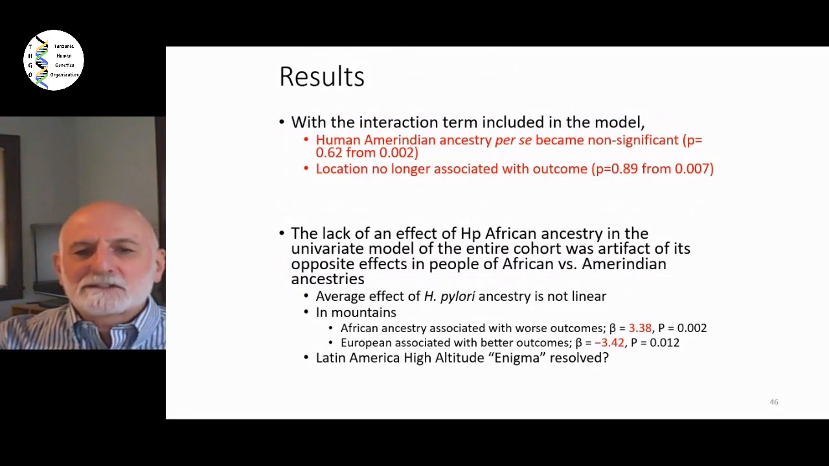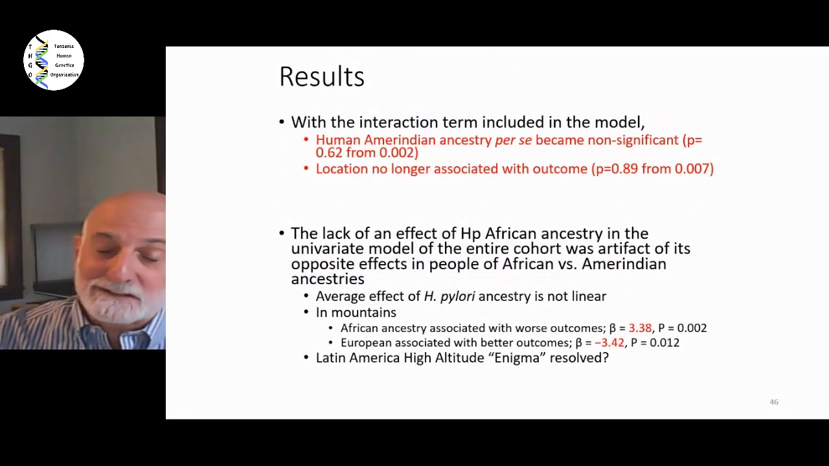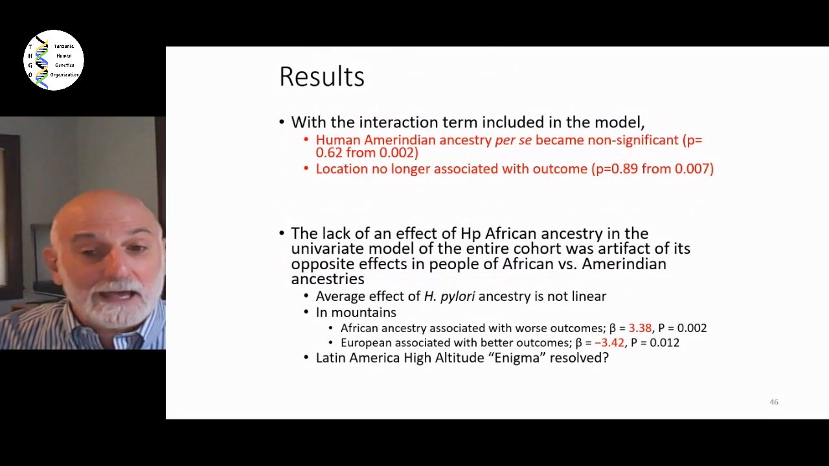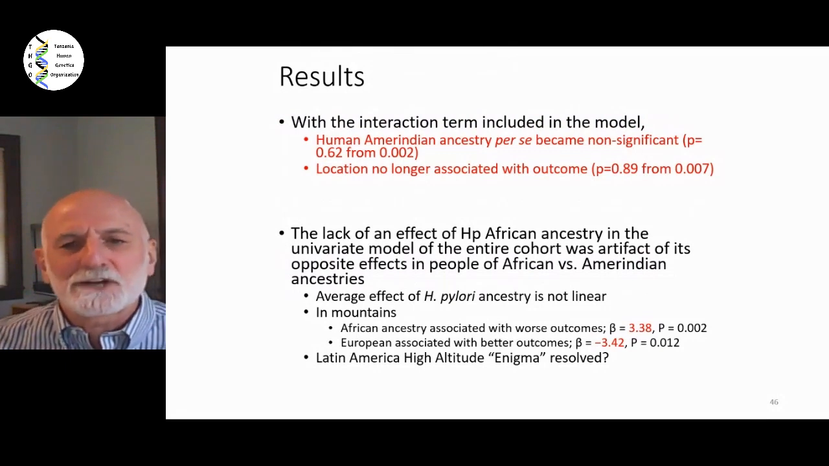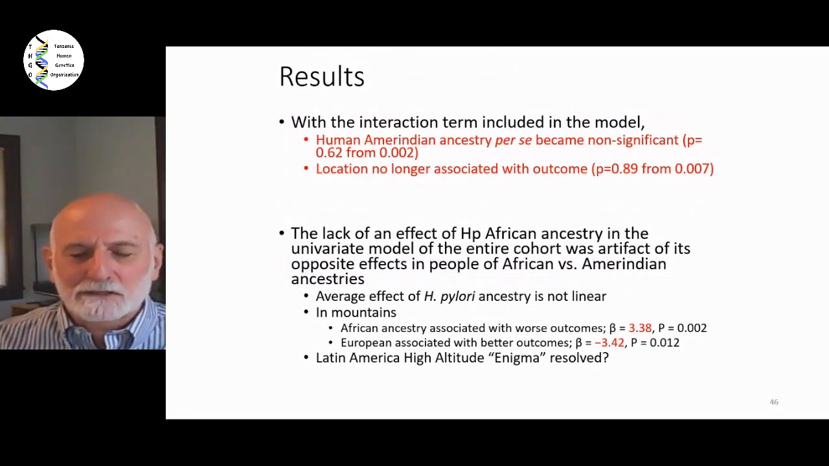So what happens is the effect's not linear, and you see that African ancestry people in the mountains did much worse. European did better. So it appears that people who are of Amerindian ancestry who are infected with the African strain do particularly badly because those are strains to which they were not historically exposed, whereas people on the coast who were of African ancestry and predominantly had African H. pylori had a relatively benign presentation of disease.